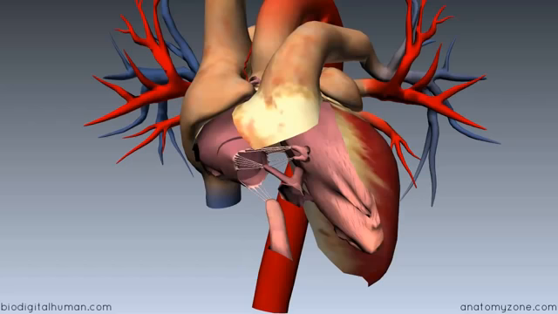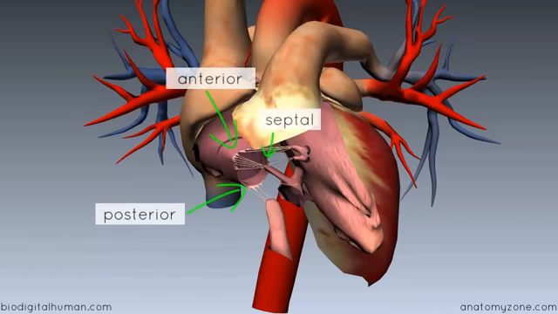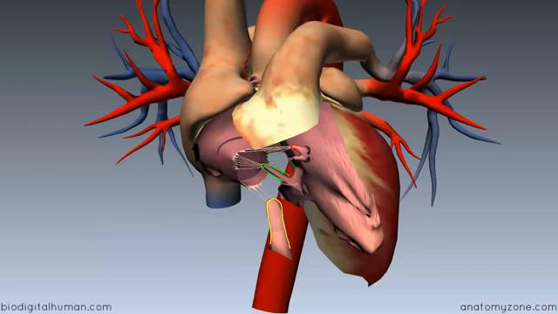Just coming back to this view here, you've got three cusps and three papillary muscles. You've got a posterior, an anterior, and a septal cusp, and you've got corresponding papillary muscles. The anterior papillary muscle is the biggest muscle and it attaches to the anterior wall. The septal papillary muscles are a bit variable, so sometimes they're very small and sometimes they're even absent. In this case, the chordae tendineae arise directly from the ventricular wall.